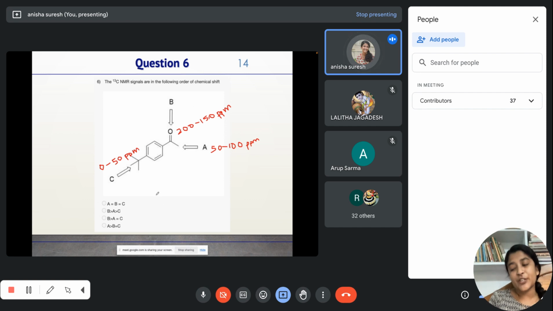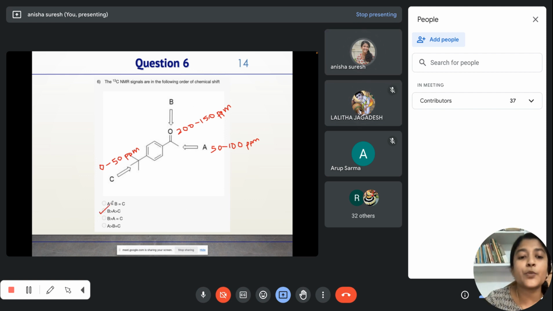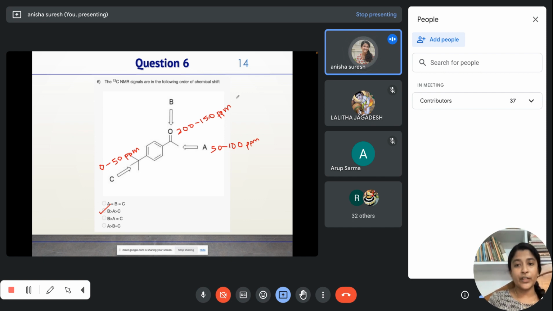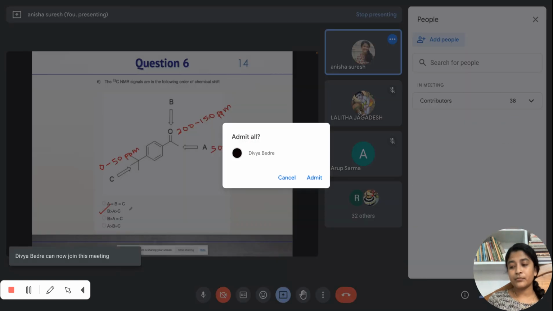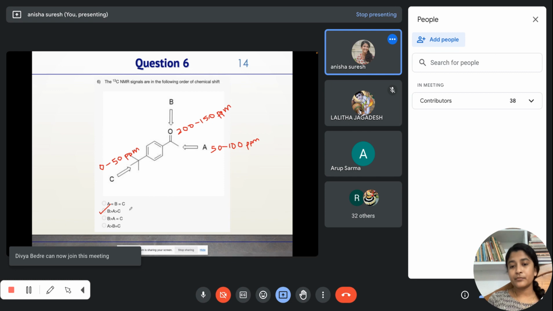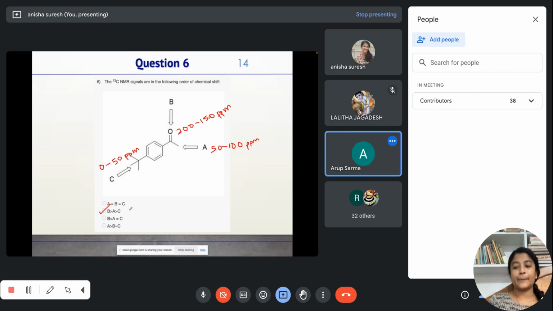So which will be the correct option? Second option. Second option will be the correct option, because B is coming in the range of 200 to 150 ppm, A will be coming in the range of 50 to 100 ppm, and C will be coming in the range of 0 to 50 ppm. So the correct option will be B greater than A greater than C. Is this question clear? Yes, ma'am. Clear. Okay.